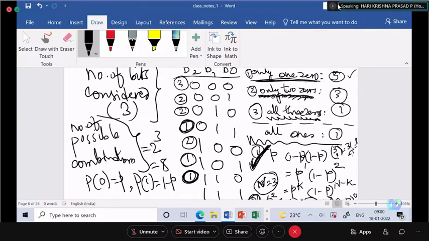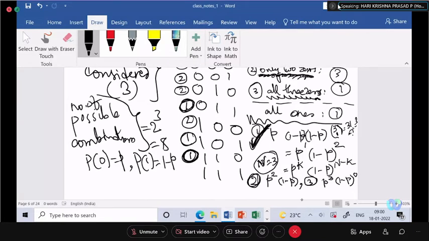Let me see the number of possible combinations where there are only 2 zeros. So how do I show that this is case 2 here? 3 factorial, 2 zeros should happen. So 3 factorial by 2 factorial, again 3. How many combinations do I have for 3 ones? It is 1. So when I put a restriction on the sequence, the probability of occurrence of that sequence is given by this product.